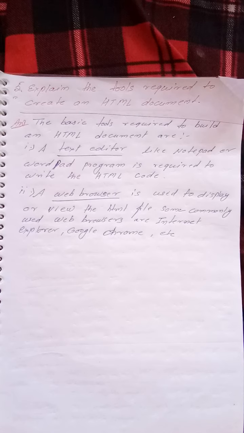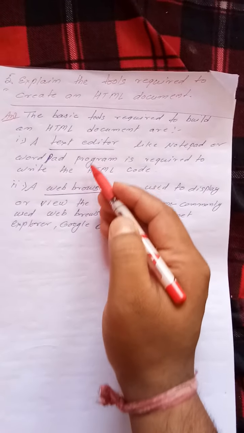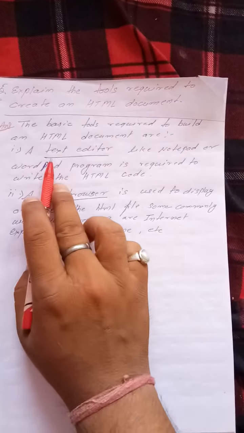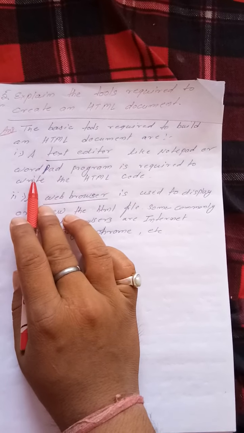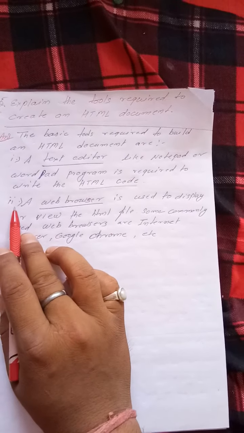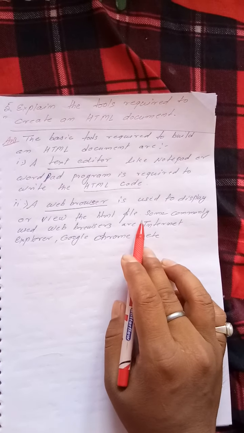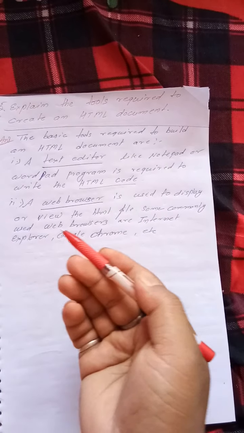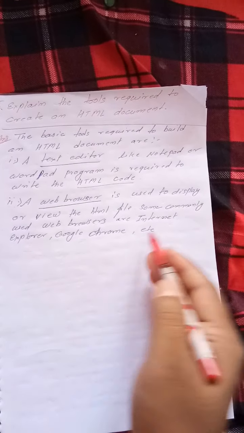Next question, explain the tools required to create an HTML document. So there are two types of tools we require for an HTML document. First is a text editor and second is a web browser. In a text editor, we take Notepad and WordPad for writing the programs, writing the HTML codes. And second is the web browser. It is used to display the HTML file where we view it on the web browser. There are many web browsers, some given here: Internet Explorer, Google Chrome, etc.